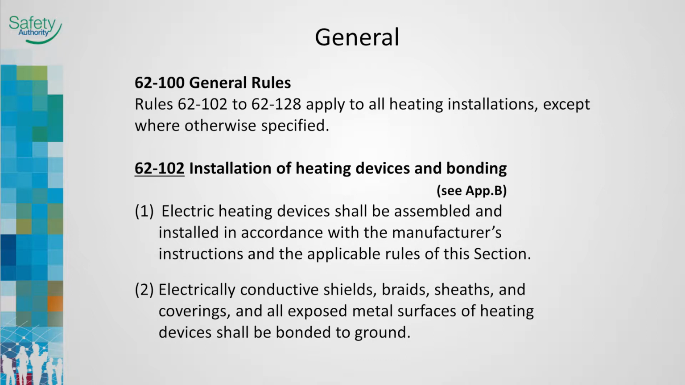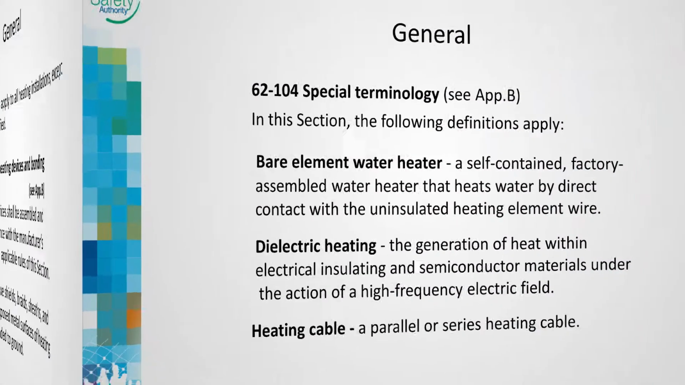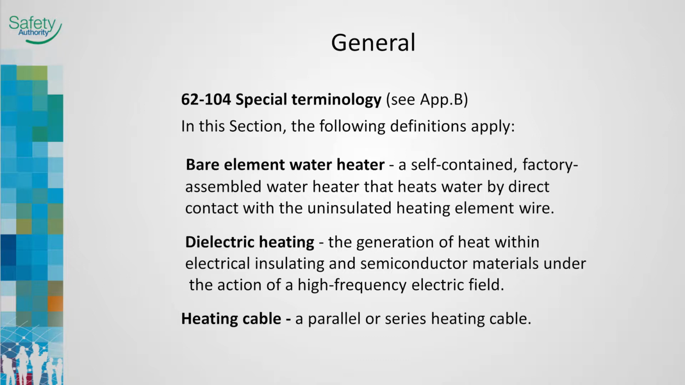62-102 to 62-128 apply to all heating installations except where otherwise specified. Rule 62-102 is new and requires heating equipment to be assembled and installed as per the manufacturer's instructions and in accordance with the code. These terms are now defined in special terminology in Section 62 of the 2015 Canadian Electrical Code.